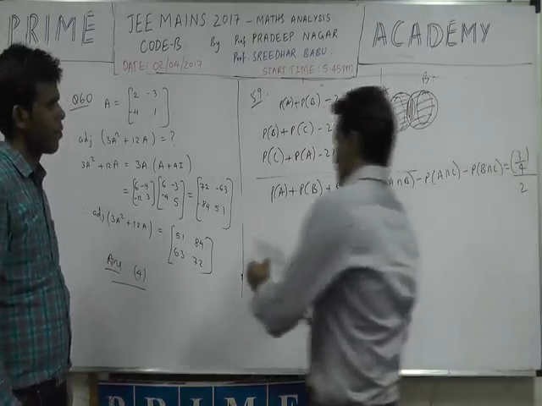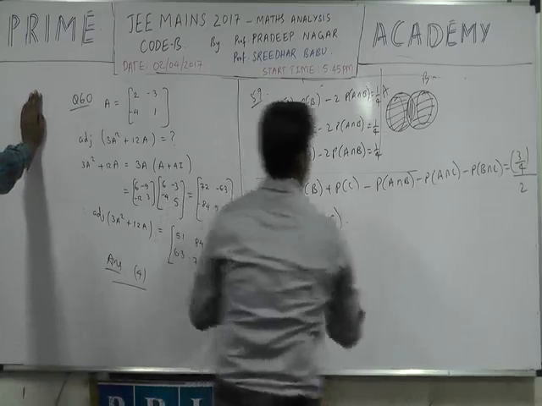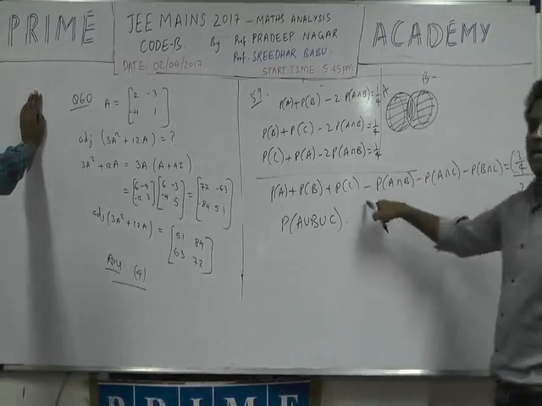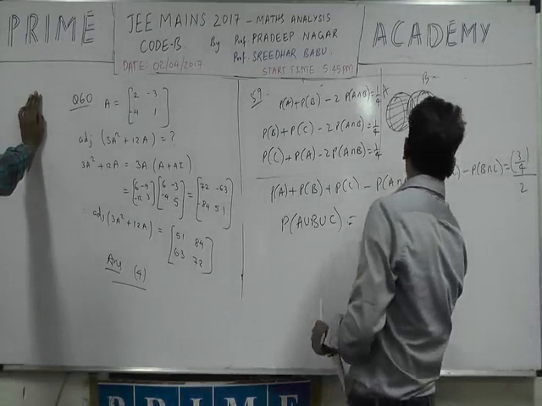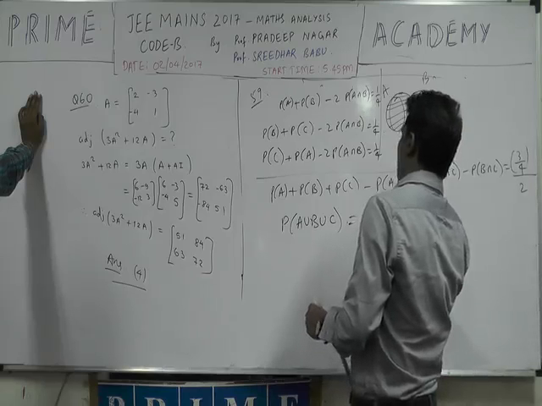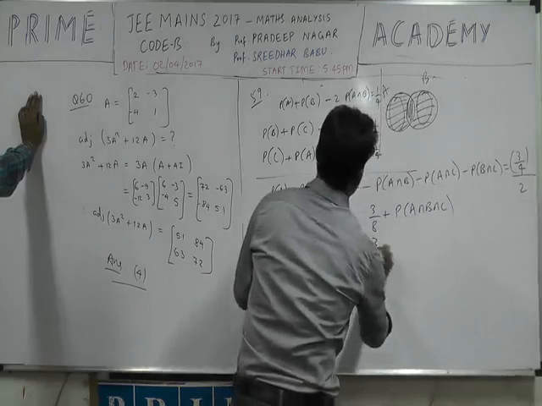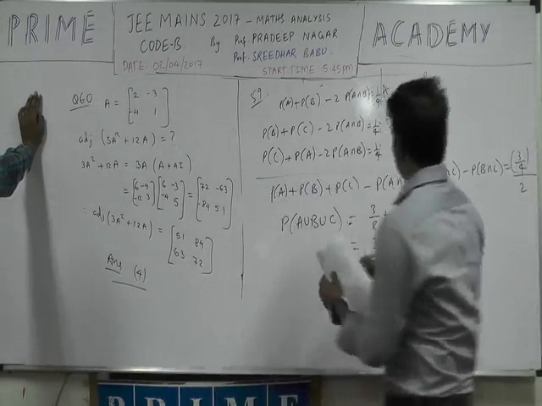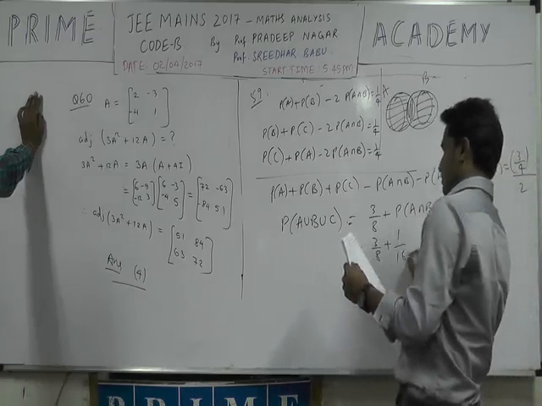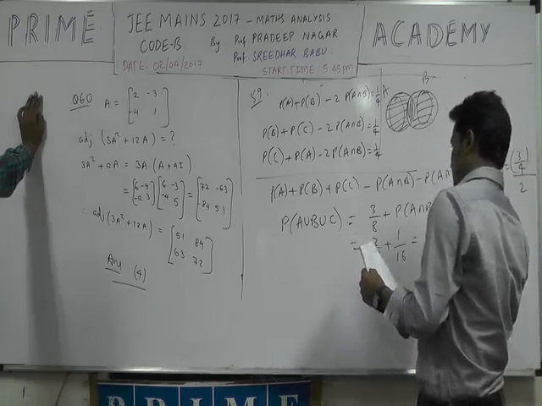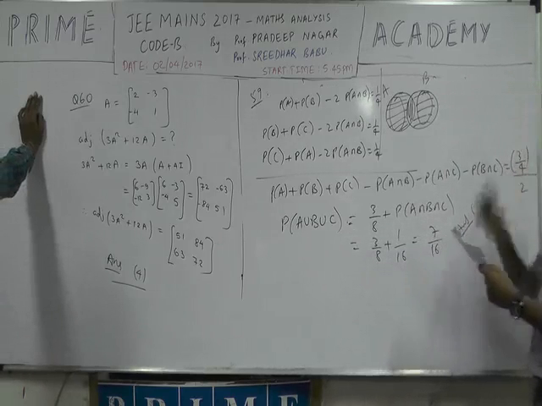Now, to find P(A∪B∪C), we just have to add P(A∩B∩C) to this LHS. That means 3/8 plus P(A∩B∩C) is going to be the answer. This P(A∩B∩C) is the probability of all 3 events happening together. That's given as 1/16. So the total answer is 7/16, which is option 3.